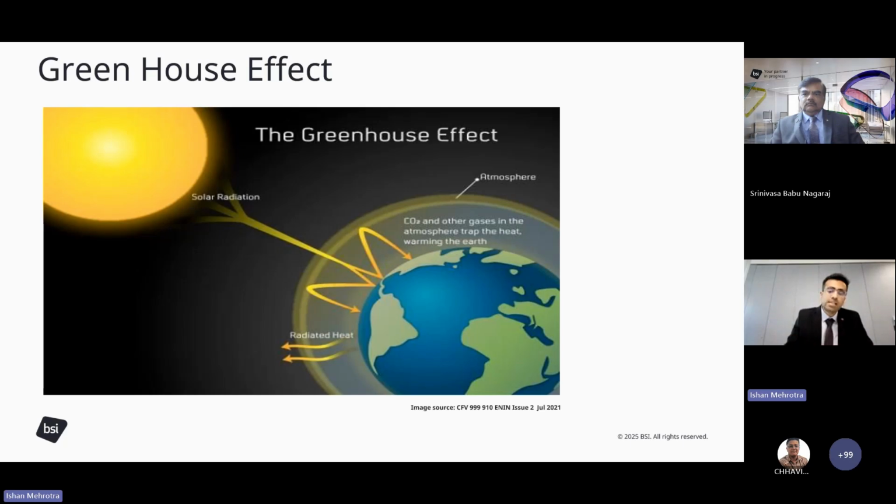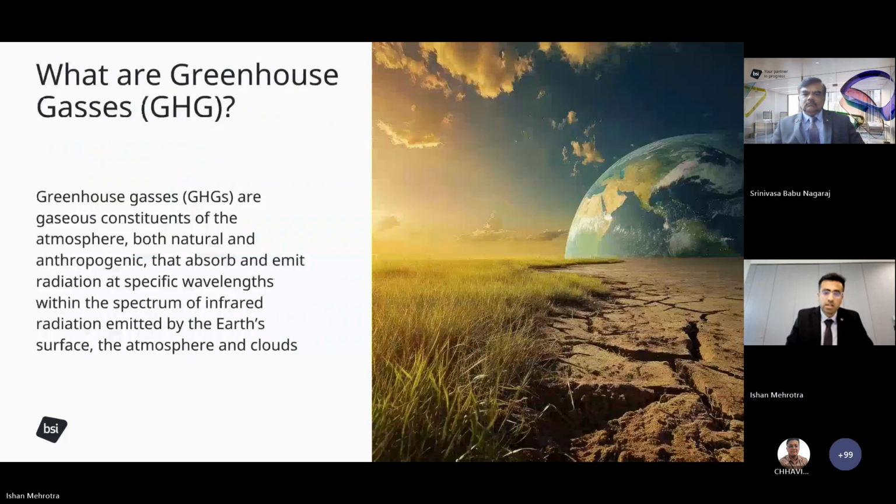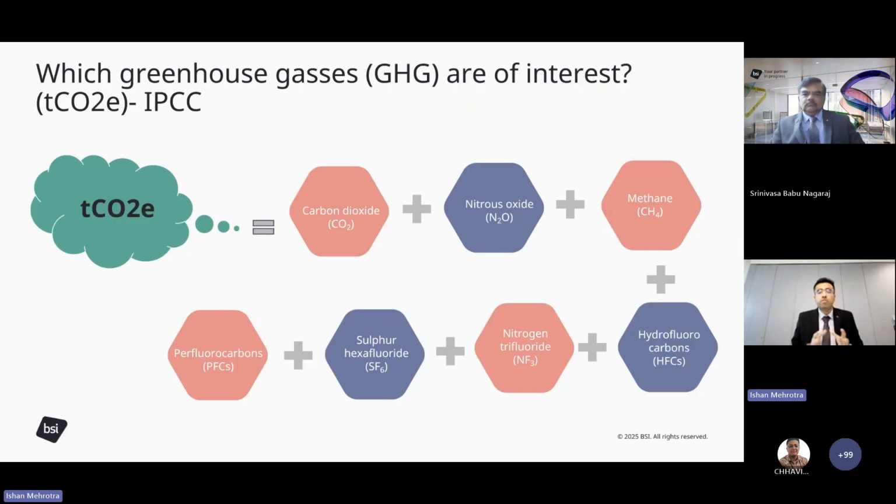Now, what are these 7 greenhouse gases? Why we discuss about them? What are these gases? Who described it? So the 7 gases on which our focus should be when we are accounting for greenhouse gas emission or carbon emissions. These 7 gases are carbon dioxide, methane, nitrous oxide, HFCs, which come out of your refrigerant leakages, air conditioning system. We have PFCs, perfluorocarbons, coming out from the aluminum industry.